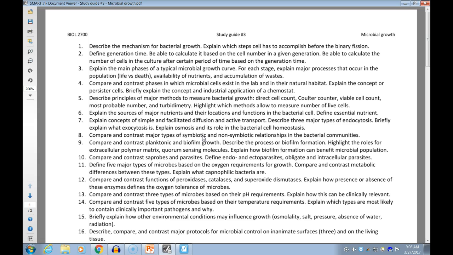So step by step, I will not recap the entire lecture for each topic. But for the mechanism of bacterial growth, the only thing that you have to know is that it's what? Binary fission, right? The steps that are necessary: the cell has to replicate the DNA, and probably synthesize some additional proteins. That's pretty much it. Generation time.